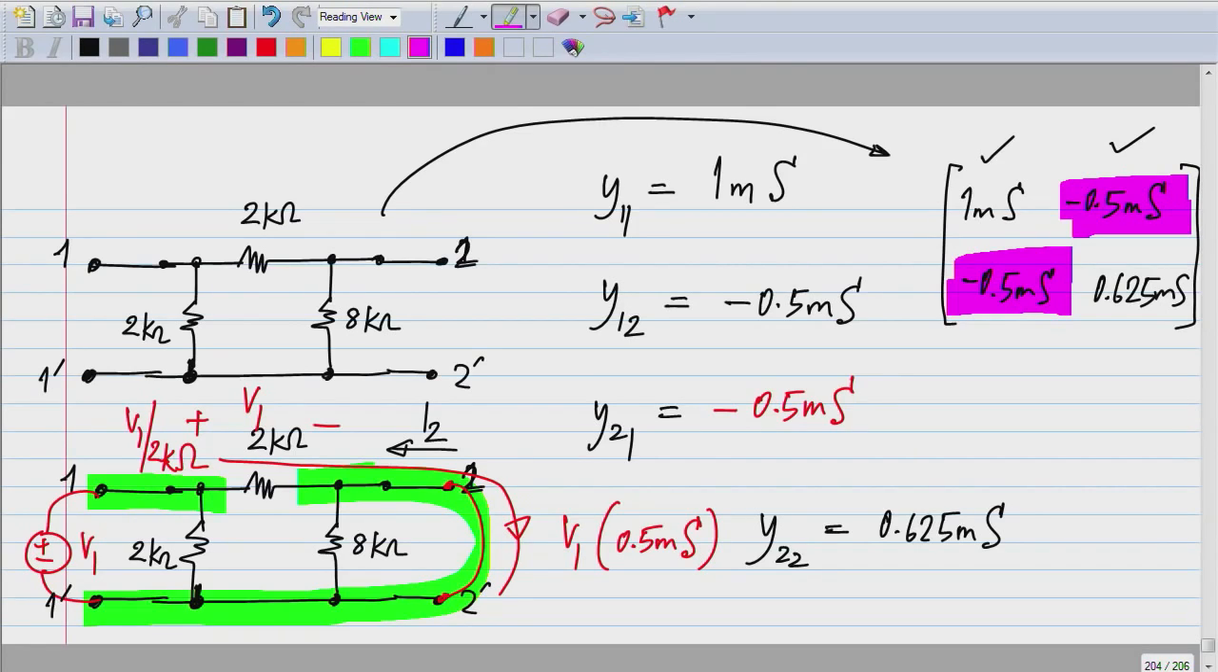So what I'm asking is Y12 and Y21 are the same. Now is this a coincidence for this circuit or what is it?